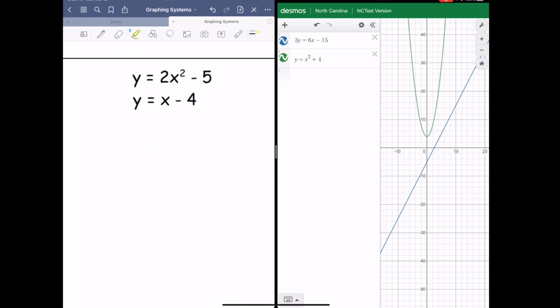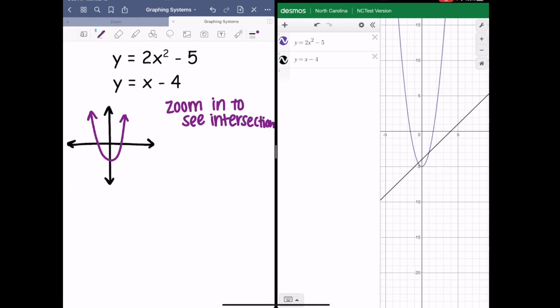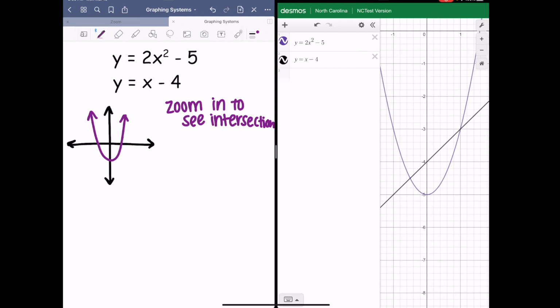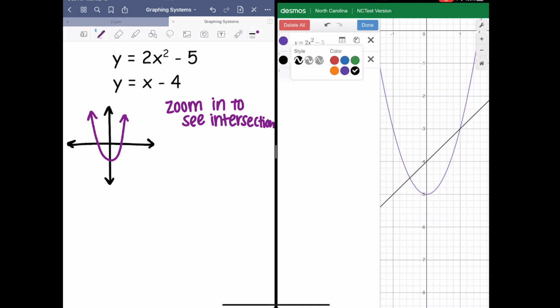All right, number 5 is another quadratic. I'm going to zoom in, or you could click the little plus button. We can see that there is a line. I'm going to change the color of that so that it's not black. Let's make it red.